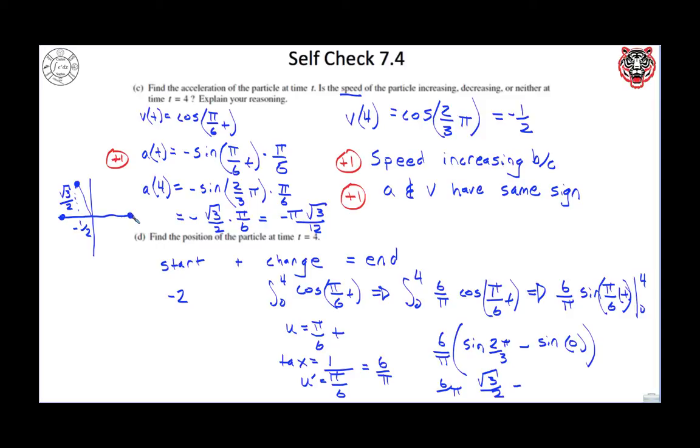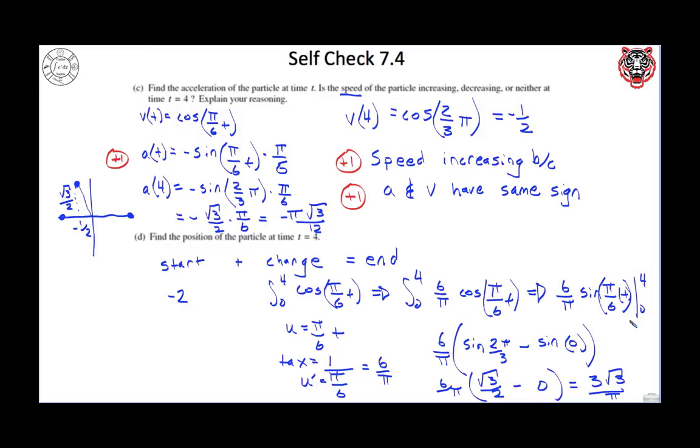Sine of 0 is right here. The y position is 0. So square root of 3 over 2 minus 0 is going to be square root of 3 over 2. And then I multiply that by 6 over pi. And I'm left with 3 square root of 3 over pi. That is the position at time equals 4.